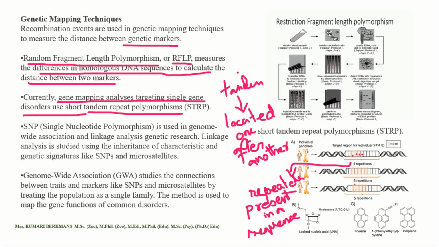So 4 repetitions. Here it is 6 repetitions, number 1, 2, 3, 4, 5, 6. Okay. Here it is again 5, 1, 2, 3, 4, 5 repetitions. Repetition in the sense the same sequence repeated again. So that is called a short tandem repeat polymorphism.